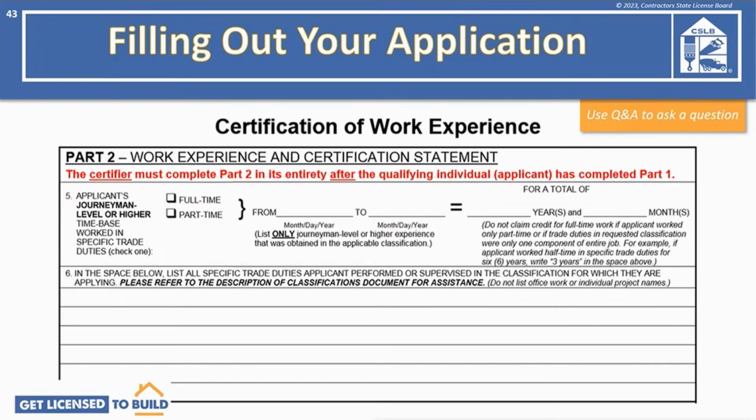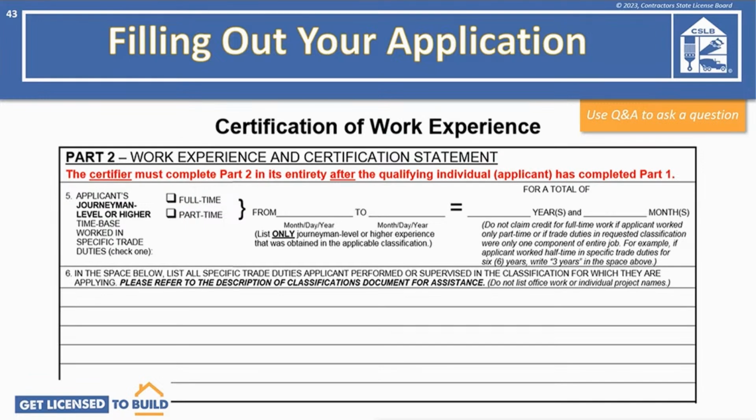Part 2 will be filled out by the certifier. In this section, the certifier must include the dates in which you obtained the experience. They must also select if you are working on a part-time or full-time basis. Keep in mind, if you are working on part-time, you will receive 50% credit for that time, which means you will need to provide 8 years of experience within the last 10 years to meet the 4-year requirement.